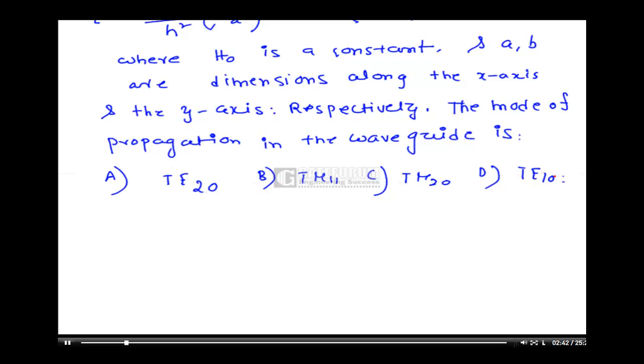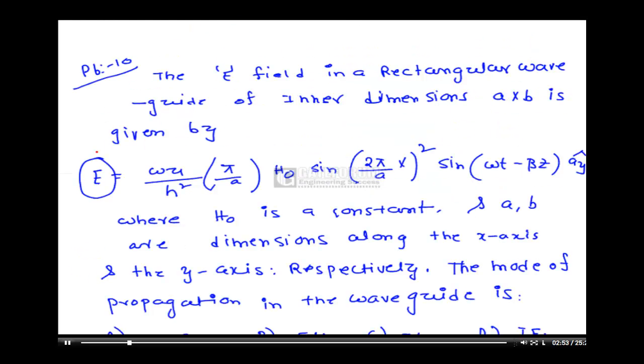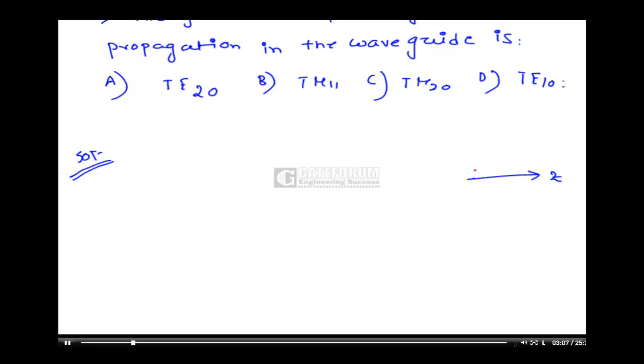So this is another kind of problem. The solution to this problem is, if you observe, it is given the electric field, sin omega t minus beta z. That is, the wave is propagating in the z direction, and the electric field E is perpendicular to the z direction. Here they are asking either TE or TM. The only possibility is TE propagation or TM propagation.